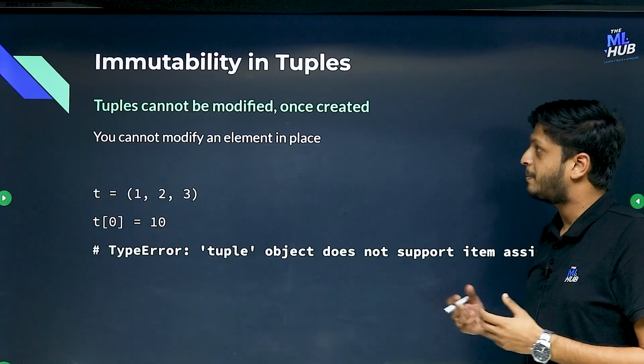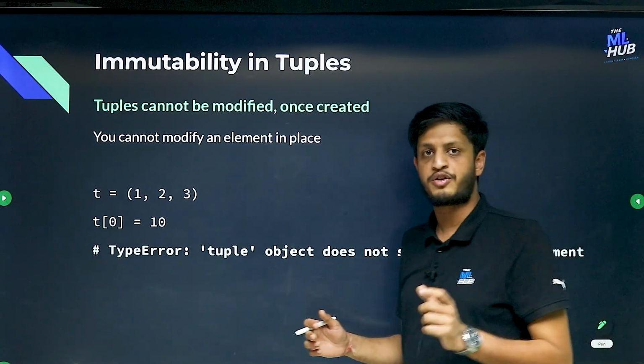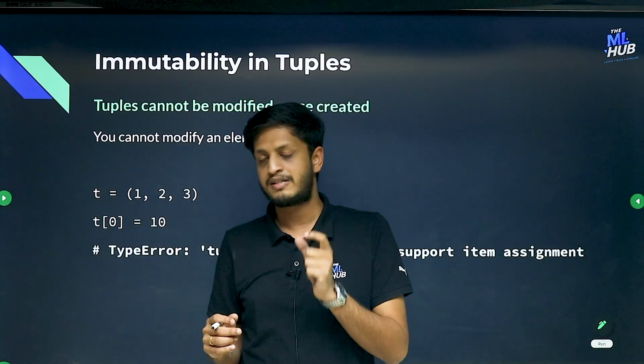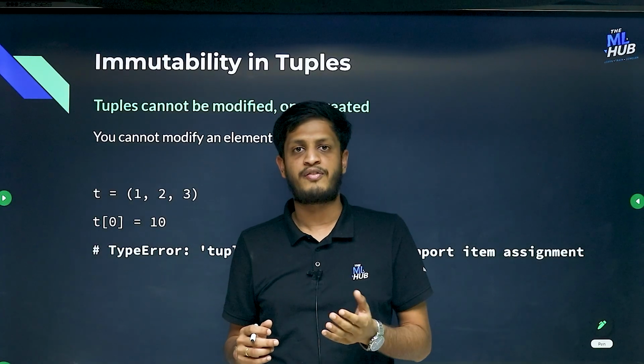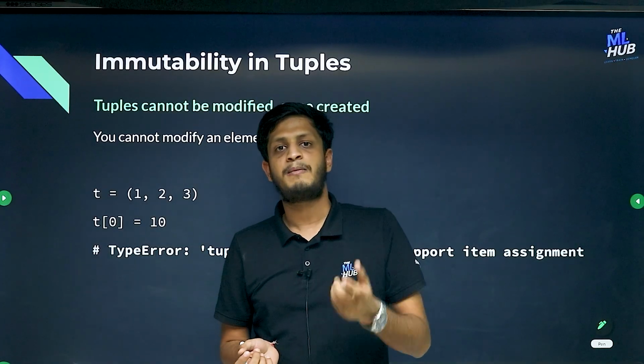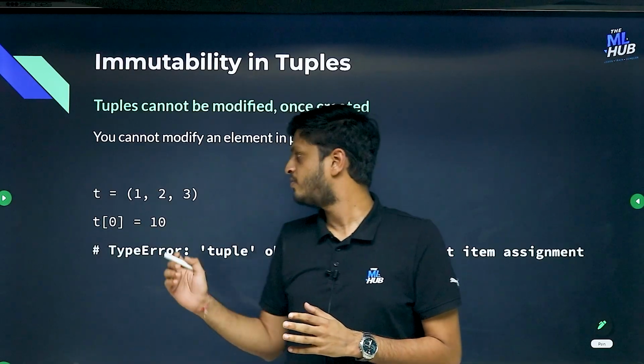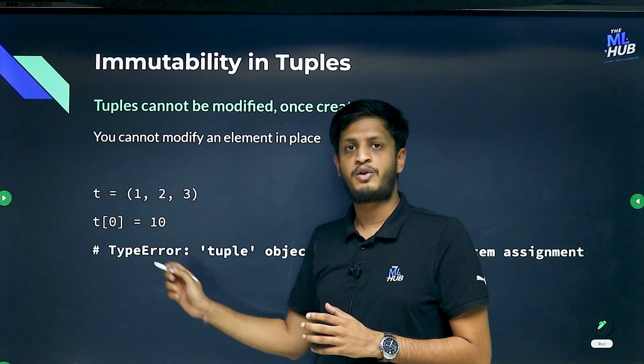And tuples are immutable. So tuples cannot be modified once created, just like strings. Strings may be like once the string is created, they cannot be modified. So in place at the same memory location, you cannot change an element of a tuple. In list we can do that, but in tuple we cannot do that. So we cannot do assignment at a particular index like this.